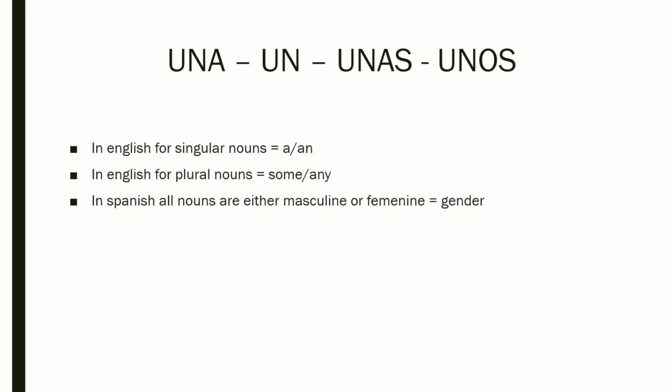So yeah, and then the plural would be unas and unos, which in English is mostly some. If we're doing negative sentences, it would be any, but as we're learning the vocabulary now, it'll be some. So without further ado, let's go ahead and have the feminine singular nouns, which will be using una.